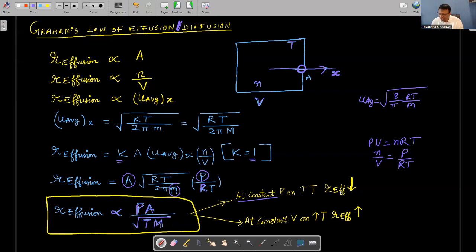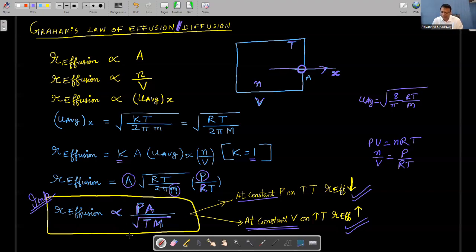So this is a common error. Whatever the students remember and relate is valid when volume is constant. When volume is constant, then pressure is directly proportional to temperature. So in place of pressure, you can write temperature, and then rate of effusion is directly proportional to under root of temperature, right? This is very important. It is a common error done by students. You should remember that rate of effusion is directly proportional to PA upon under root T and M.